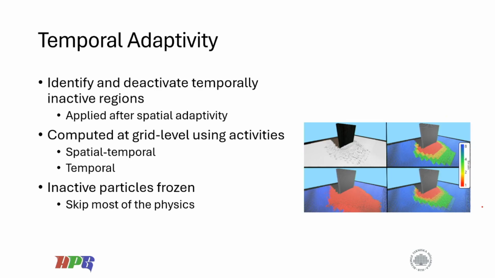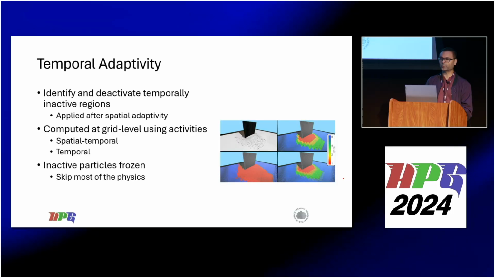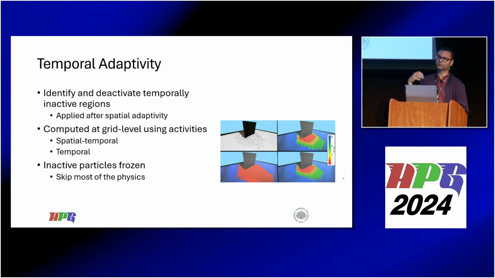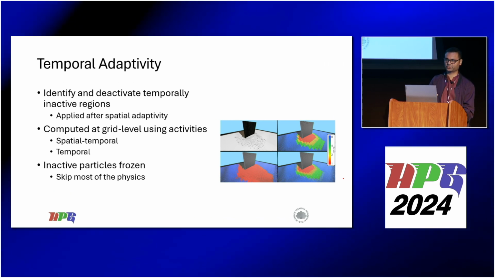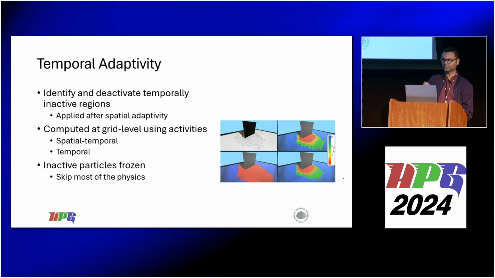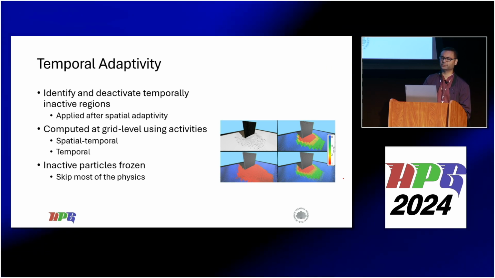After we have applied the spatial adaptivity by splitting and merging the spatial temporal regions, we come to the temporal only adaptivity. As I said before, we need an additional activity on the coarsened grid. So we compute activity on the grid, but we use a coarsened grid instead of the neighborhood search grid, because that way we can further reduce the overhead of activity computation.